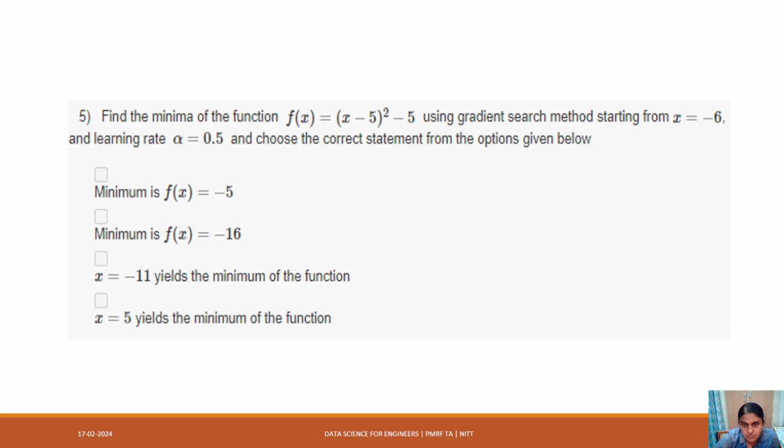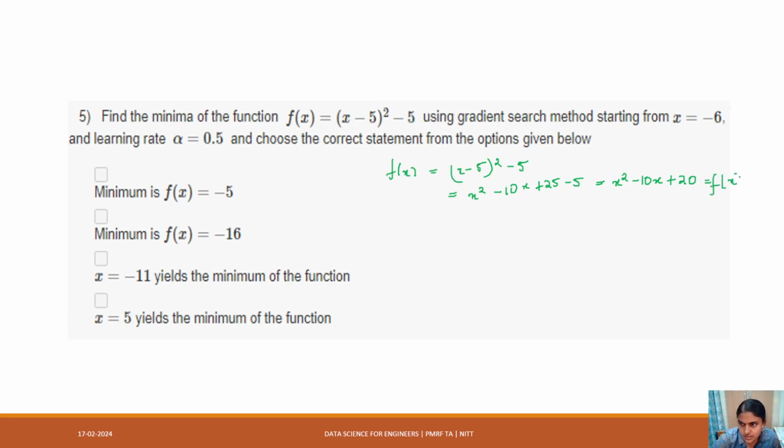Okay, so for this one I will start writing f of x equal to (x minus 5) whole square minus 5. Now for this one you can solve this and write. So it's like x square minus 10x plus 25 minus 5. It will be coming like x square minus 10x plus 20. This will be f of x.